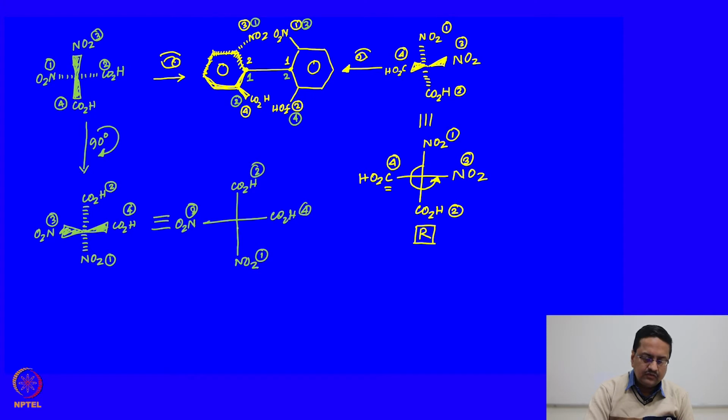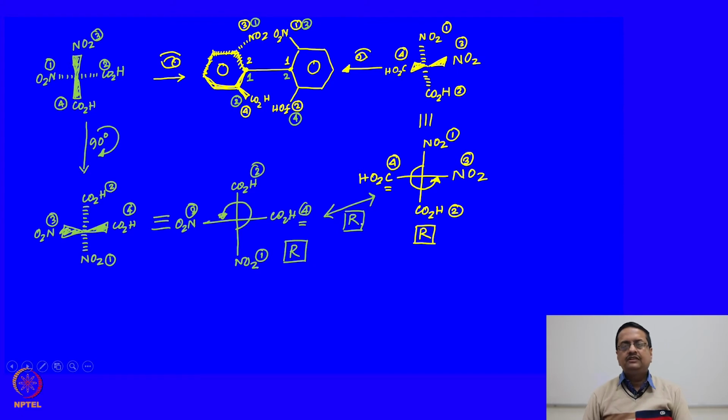So, if we do it 1 to 2 to 3 is anti-clockwise. So, this looks like S, but the fourth group is in the horizontal line. So, this is the configuration R. So, these two give you the same configuration R. So, no matter from which side we look at these molecules, we end up getting the same absolute configuration.